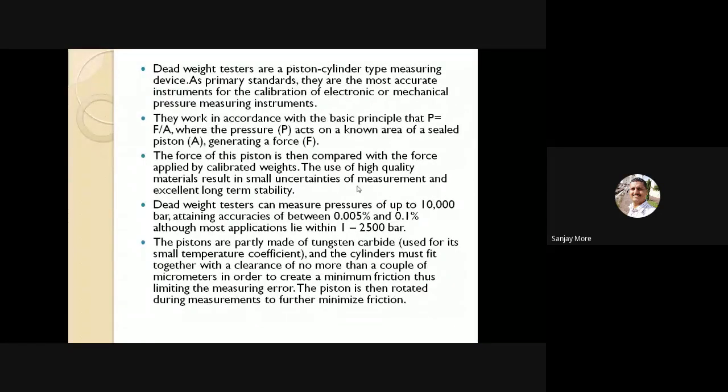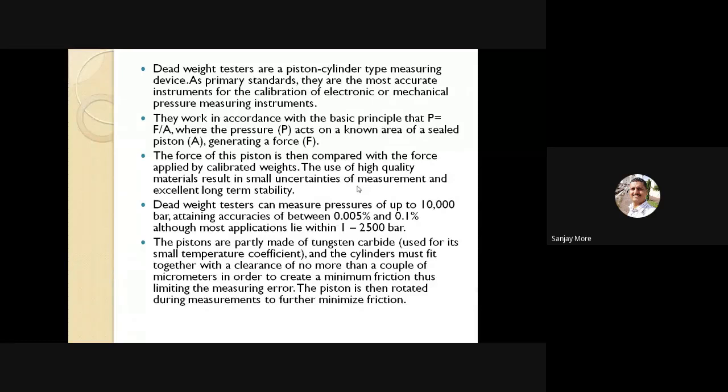Next line. It can measure pressures up to 10,000 bar, attaining accuracies of between 0.005% and 0.1%, although most applications lie within 1 to 2500 bar.